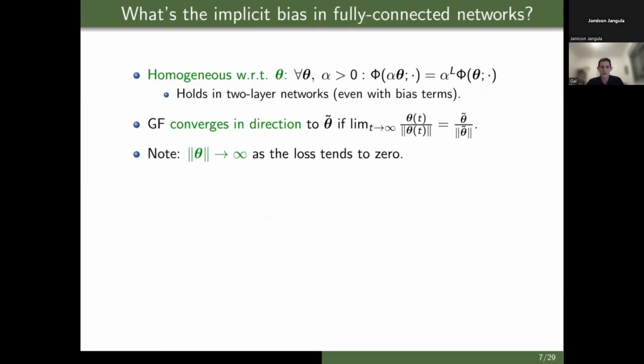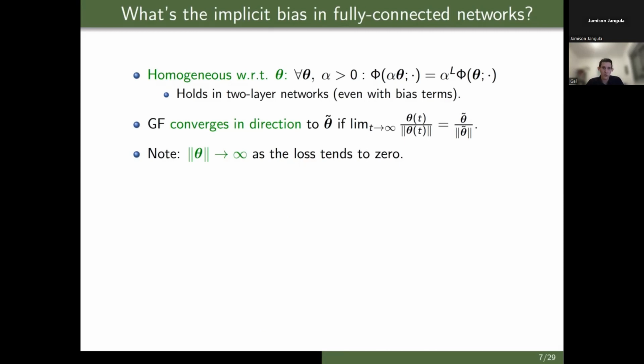And in order to discuss the implicit bias in this setting, I will start with some very simple definitions. We say that the network is homogeneous with respect to the parameters of the network if changing the scale of the parameters is equivalent to changing the scale of the output. Formally, it means that if we multiply the parameters theta by some positive alpha, then it is equivalent to multiplying the output of the network by alpha to the L for some constant L.